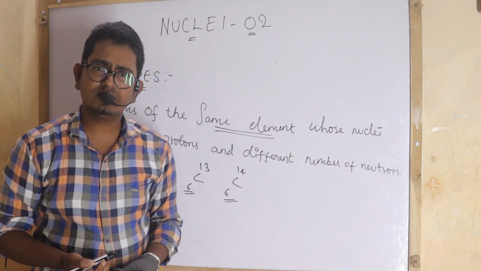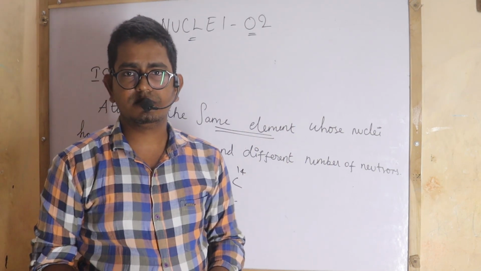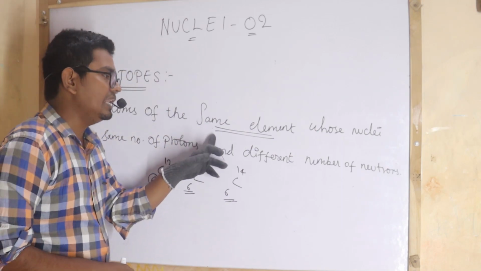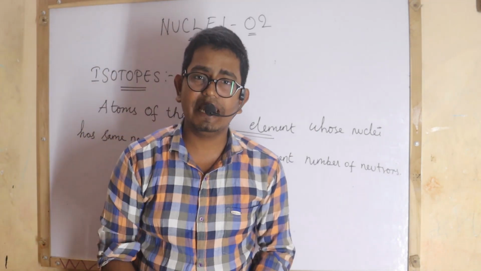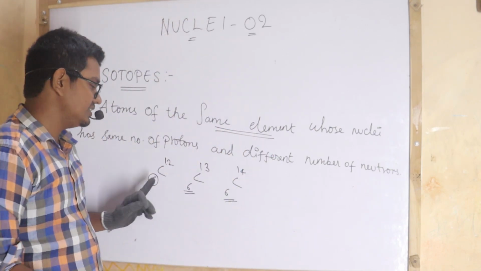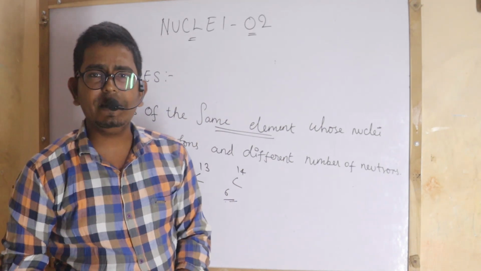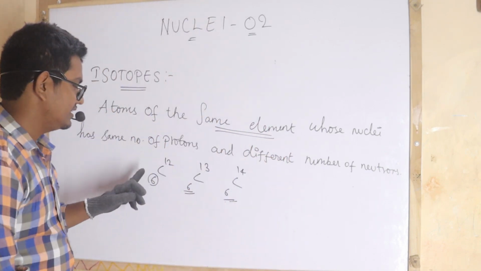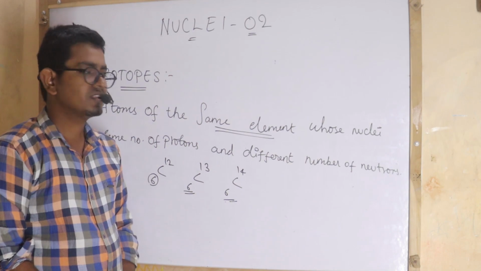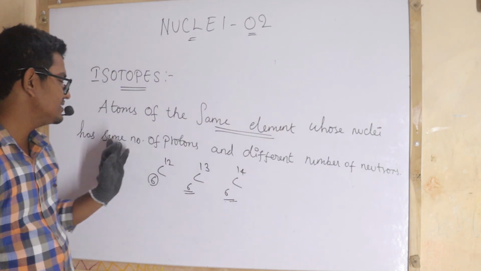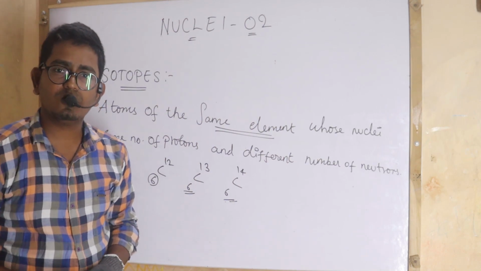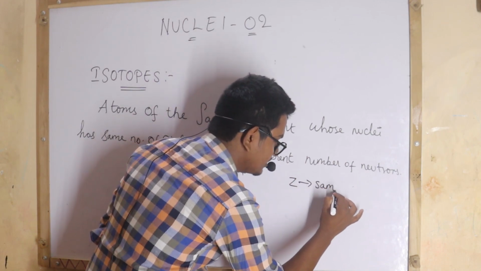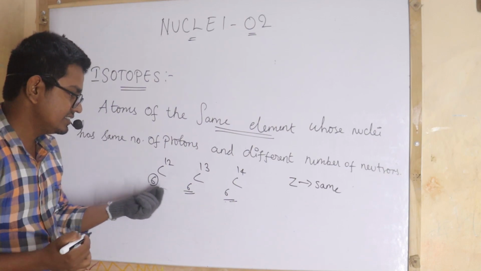Atoms of the same element means, what is the characteristic property of the element? The characteristic property of the element is the atomic number. As I referred, it is the same element, that means my atomic number is going to be the same everywhere. As you can see here, my atomic number is 6, 6, 6. That means if the atomic number is the same, then all the given elements are the same element, and you can see here all the elements are carbon. So atoms of the same element whose nuclei have the same number of protons means Z should be the same. So here you can see Z is the same.